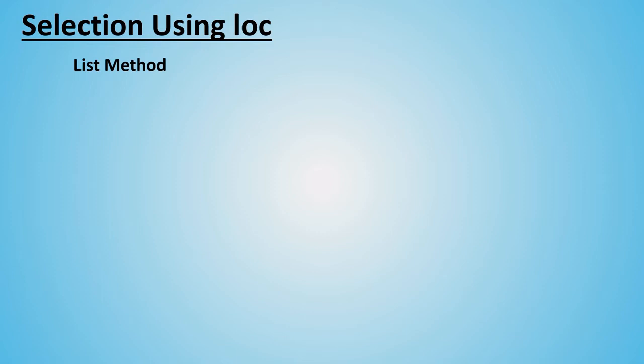The first method is using a list to make a selection using loc. How can we do that? First you need to type df.loc. Then you will use square brackets as usual, and then you will put a comma in between. At the left side you will provide a list of rows, and at the right you will provide a list of columns, and that's how you can make the selection of rows and columns in combination.